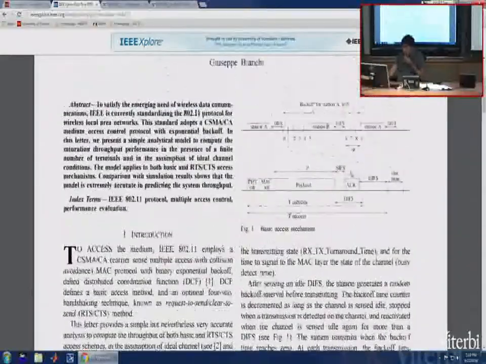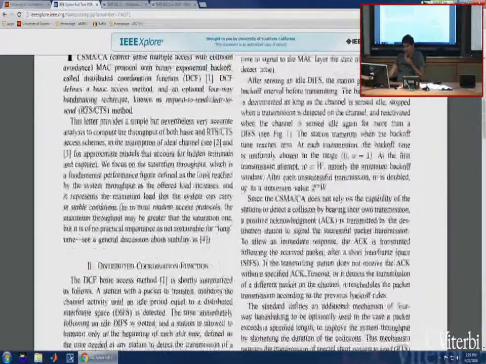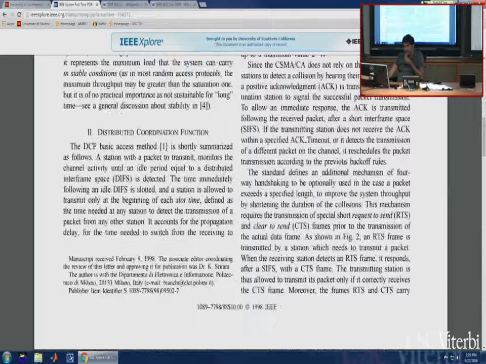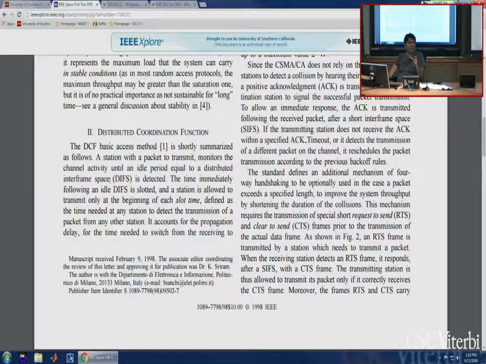Not explained here in any detail. And then there's an acknowledgement period where you can hear back that the packet was received. After that, there's another period known as DIFS, which stands for Distributed Interframe Spacing. And basically, when you have a packet to send, first you just monitor the channel for this DIFS period. That's the period of time in which you're trying to check if there's something on the channel or not.